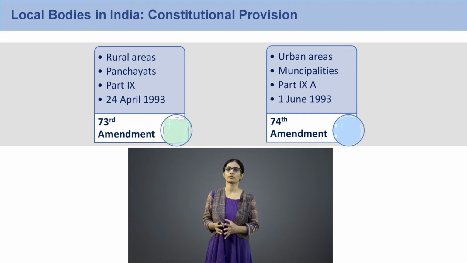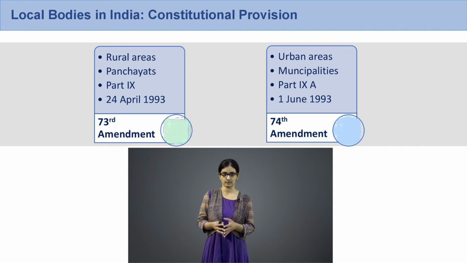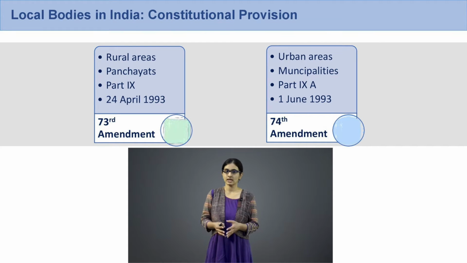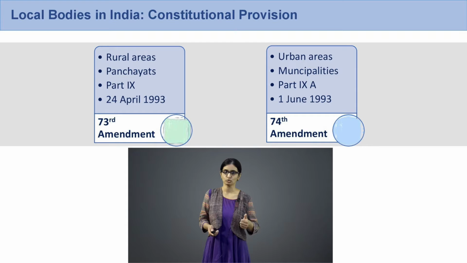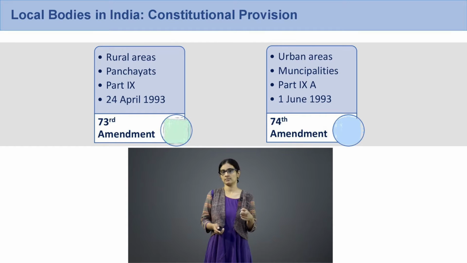Likewise, the 74th Constitutional Amendment Act was also passed, which introduces local self-governance in urban India. The acts came into force as the Constitutional 73rd Amendment Act of 1992 for rural areas, which actually came into effect on 24th April 1993. And the Constitutional 74th Amendment Act of 1992 came into effect on 1st June 1993.